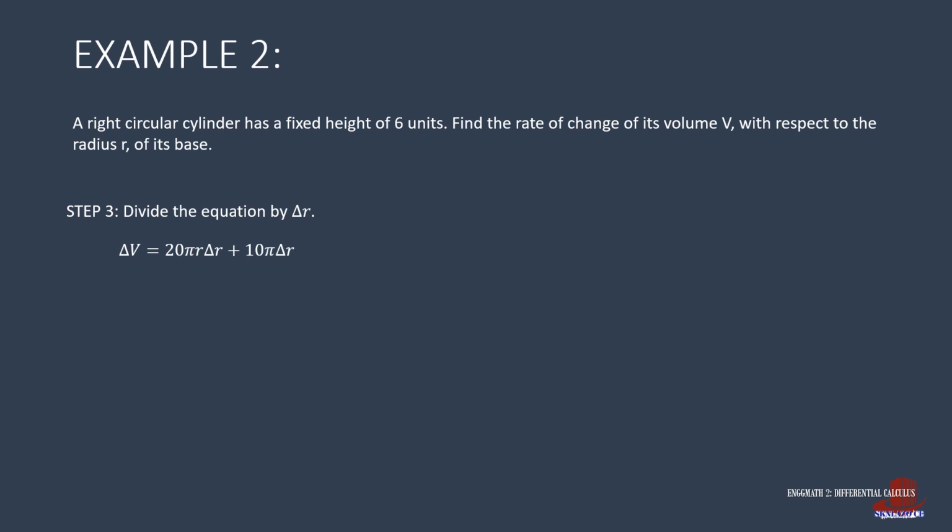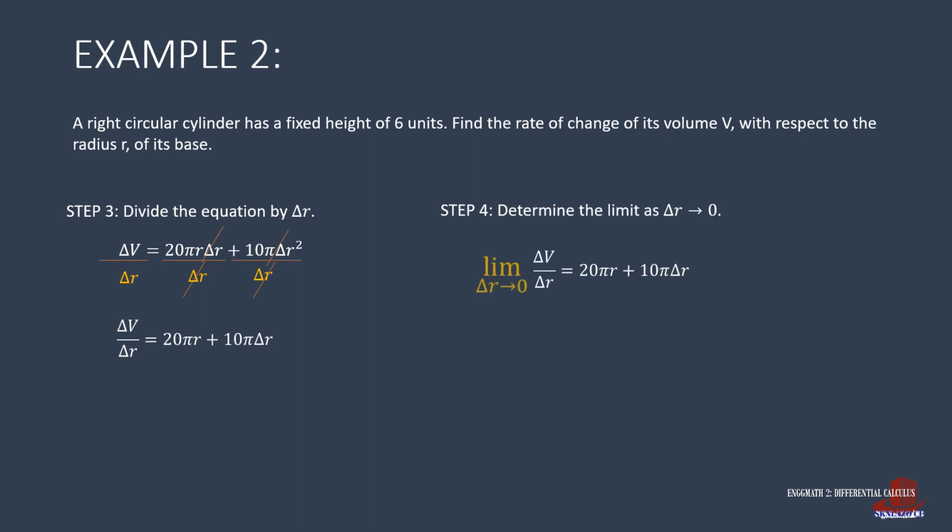The third step is to divide the equation by delta r, which cancels out many parts of the terms, leaving the reduced equation delta V all over delta r is equal to 20 pi r plus 10 pi delta r. Finally, find the limit of the equation as delta r approaches 0, which means that any term with delta r will be reduced to 0, leaving the equation dV all over dr is equal to 20 pi r.